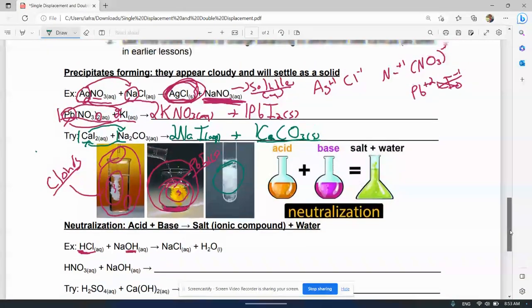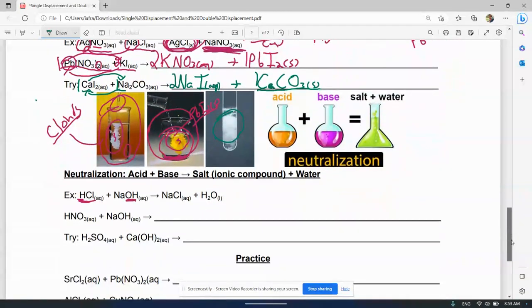Now we're going to take a look at double displacement reactions that are neutralization reactions. So neutralization reaction is where you have an acid, and we'll learn about what acids are later, plus a base. They react together. They make water all the time, and then they make something called a salt. The salt is just an ionic compound. That's all it is. So salt is another word for ionic compound.